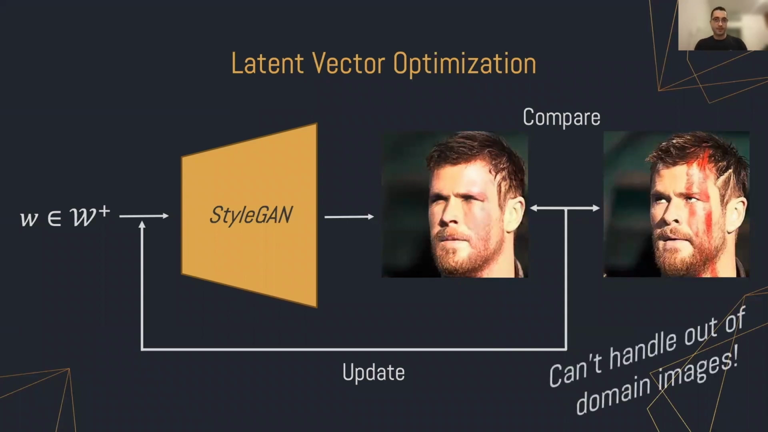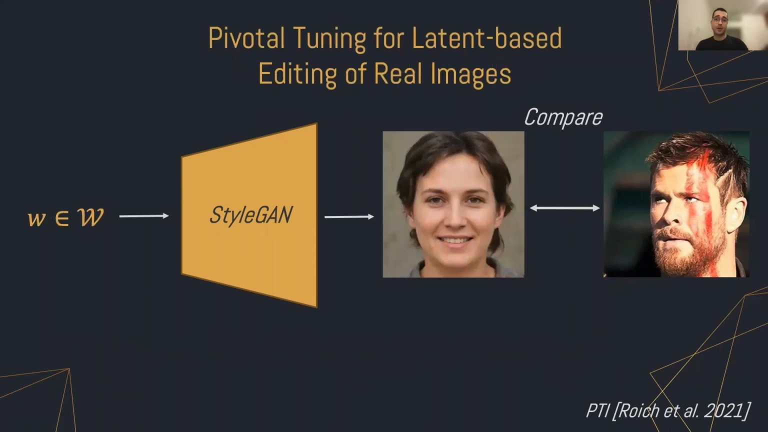So what can we do? This leads us to another work coming out of our lab called PTI, Pivotal Tuning for Latent-Based Editing of Real Images, where we're going to make two different changes to the latent vector optimization that we just saw. First, we're going to start with a latent code in W rather than W+. And this is important because it will make sure that we're able to perform high quality edits on the resulting inversion. And second, when we perform the optimization, rather than updating the latent code, we're going to update the StyleGAN generator itself.